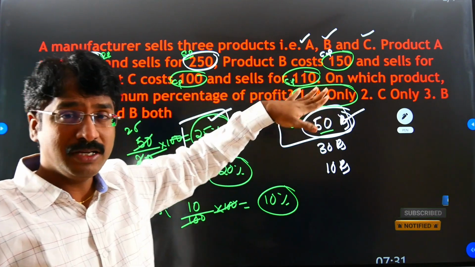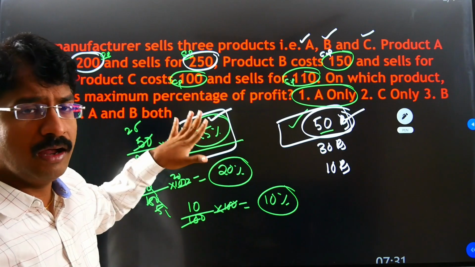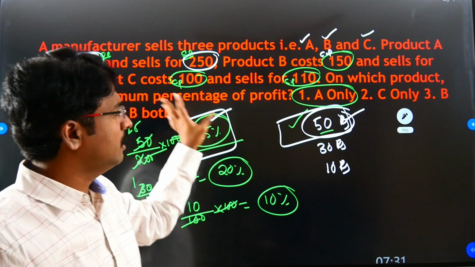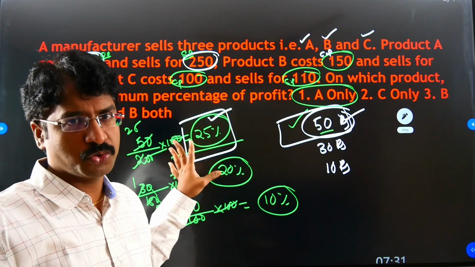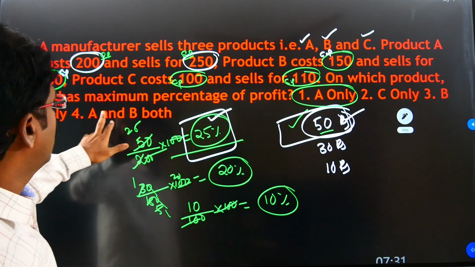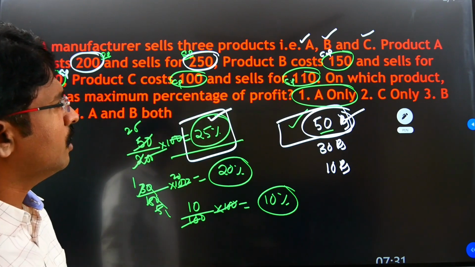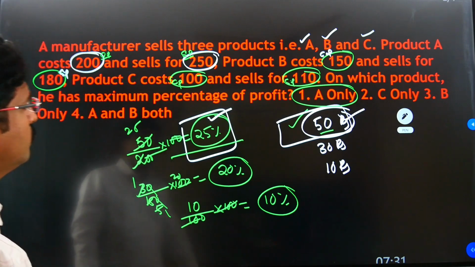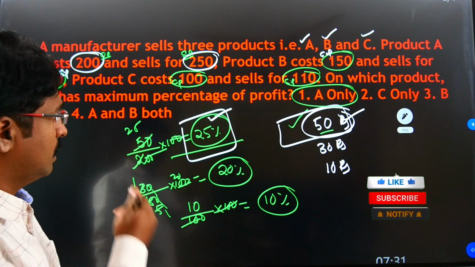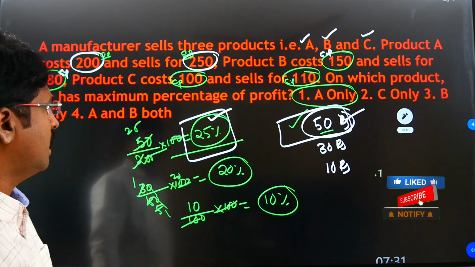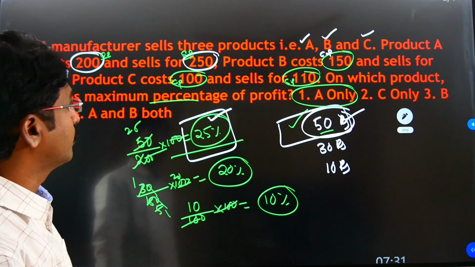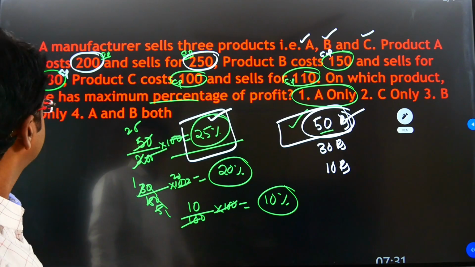For the explanation, some people will not understand by reading, so that's why I explained here. But with this much explanation, there is no need for this question if you practiced well in the previous classes. So A only. Why? Because they asked on which product, option A, product A, they got the maximum profit percentage. They asked for the percentage, that's why we found the percentage. 25% came.